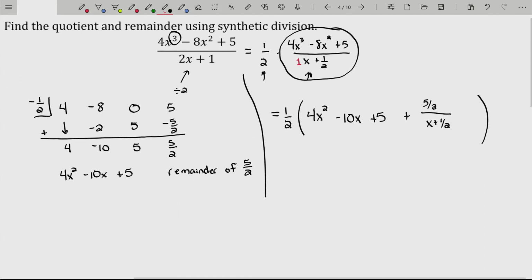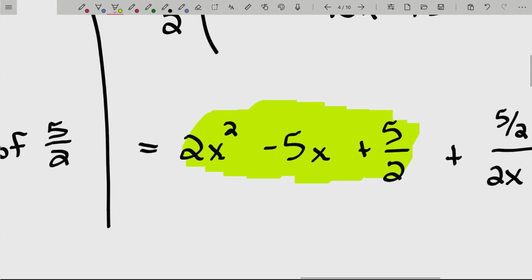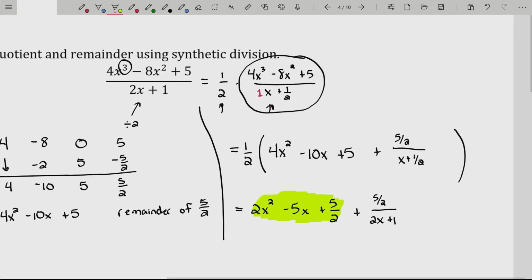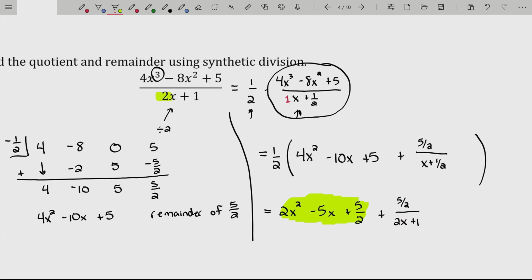Now, if you multiply that 1/2 through, you'll get the following: 2x squared minus 5x plus 5/2 plus 5/2 divided by 2x plus 1. So really the quotient in this case is 2x squared minus 5x plus 5/2, not 4x squared minus 10x plus 5, but half of that. And the reason why is because we had that 2 as a coefficient here.